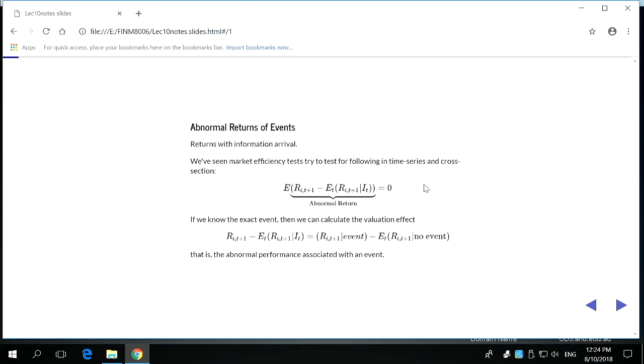Right? So that was testing the efficiency of the market. But on the other hand, if you can assume the market is reasonably efficient, then you can detect whether the market has information or not by calculating the abnormal returns. Right? So you can have this valuation effect, which is basically the difference between the return that's realized minus the return given by the model. And that's basically the difference between the return when the event happens and the return when the event does not happen. Right, so by looking at abnormal returns, you can actually say something about the event.